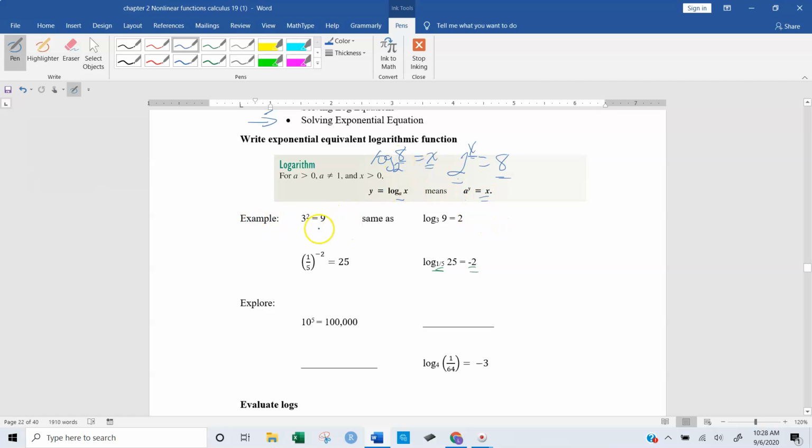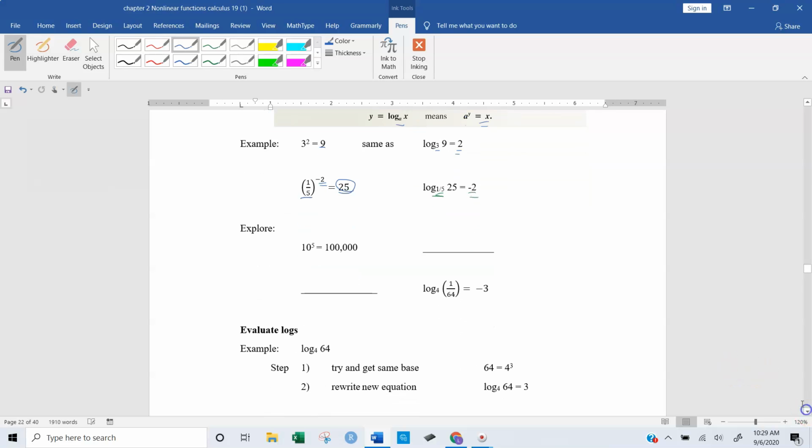So let's try this. 3 squared equals 9. How do we write this as a log? We would do log base 3 of 9 equals my exponent, 2. Down here, log base 1/5, which is perfectly fine, of 25, because that's what it's of, equals the exponent, the -2. Okay, try yours. You're writing them both directions, so pause and give it a shot.